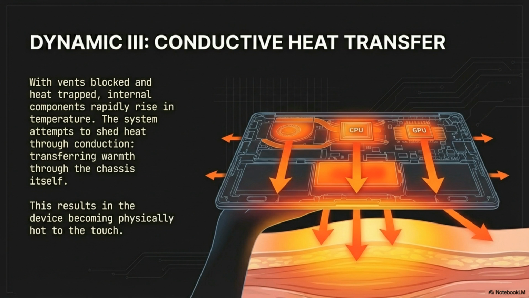Dynamic 3 is conductive heat transfer. With blocked vents and trapped heat, internal components rapidly rise in temperature. The system sheds this heat through conduction, making the device physically hot to the touch.